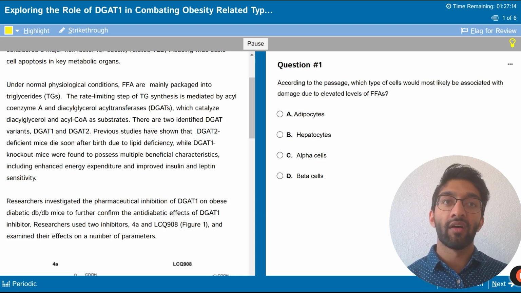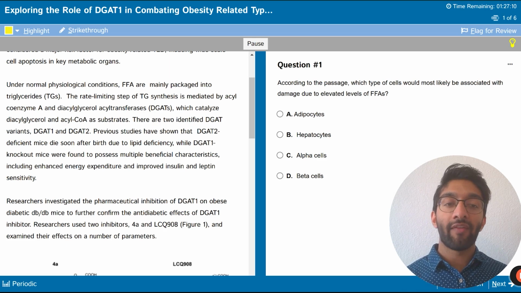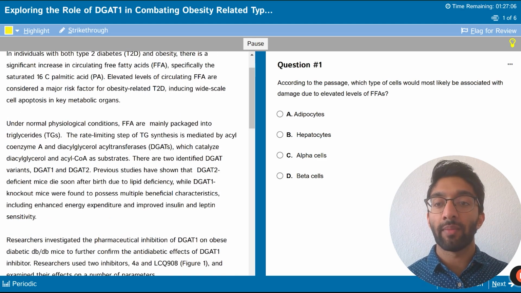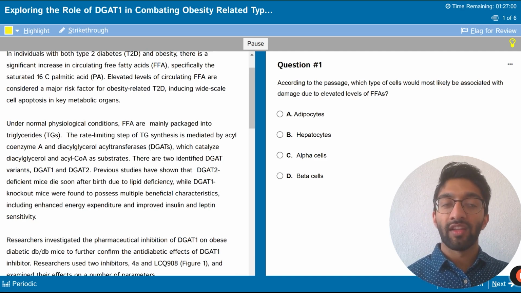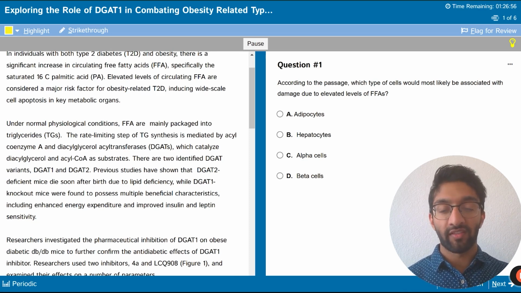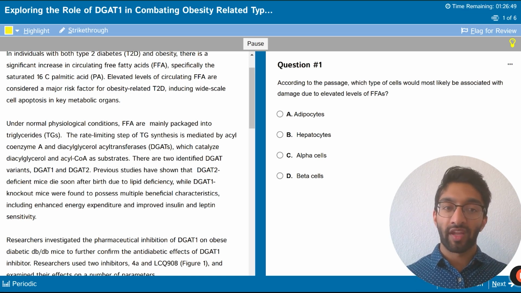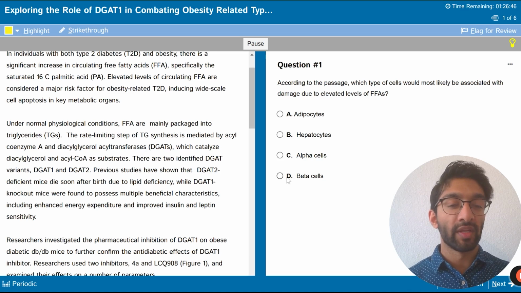And when we think of insulin, we think of beta cells. So if you have too many fatty acids, and we know that fatty acids will lead to apoptosis in key metabolic organs, and this will exacerbate diabetes or obesity, it's probably the beta cells. Because if you destroy the beta cells, you have less insulin being produced, and with less insulin, you'll have higher blood sugar and all the negative effects that come with that. So beta cells really make the most sense.